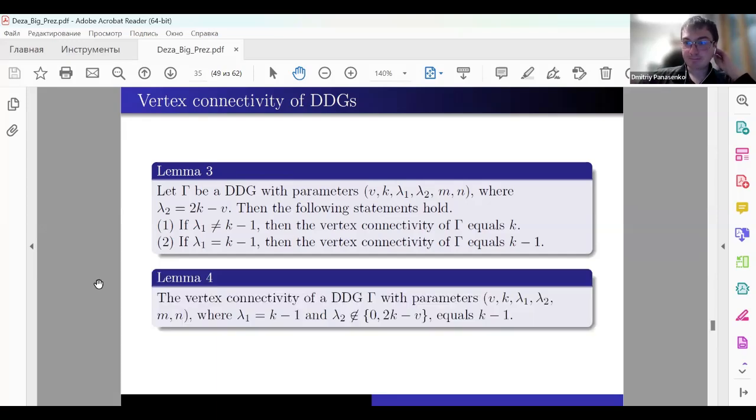And the other case: for divisible design graphs with lambda1 equals k minus 1 and lambda2 not equal to 0 or to k minus 3, because these cases were already considered, the vertex connectivity is once again 1 less than k. Still kind of the same results as with Deza graphs. We already had examples with minus 1.